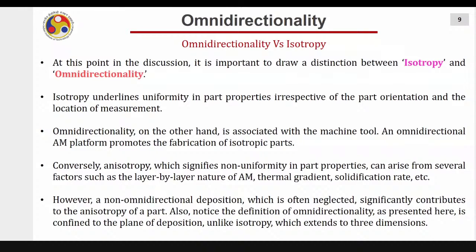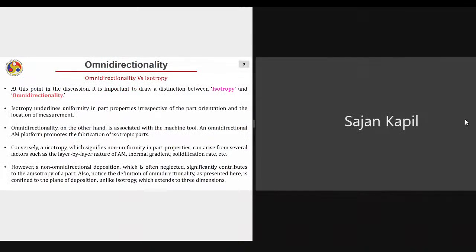Omnidirectionality, in other words, is the property of a machine tool which allows you to print in any direction. For example, in a powder bed fusion machine, if you print on this corner, or that corner, or any corner, the properties will be the same. I'm not saying the properties will be isotropic. They may be anisotropic, but the same anisotropy everywhere. That is what omnidirectionality is.